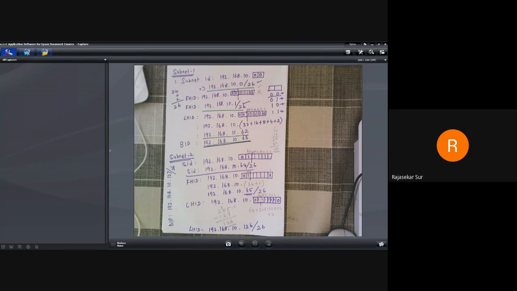Good. Now we're good. That is the broadcast IP address. First host, last host, broadcast IP address. Anybody else? Anybody solve the problem? Anybody?